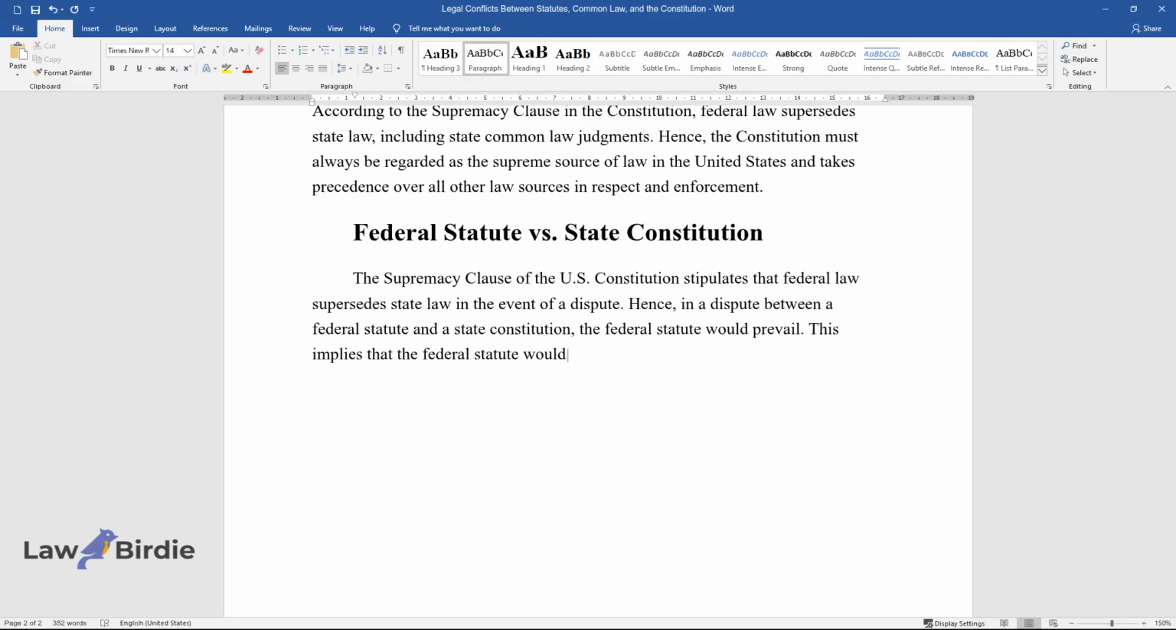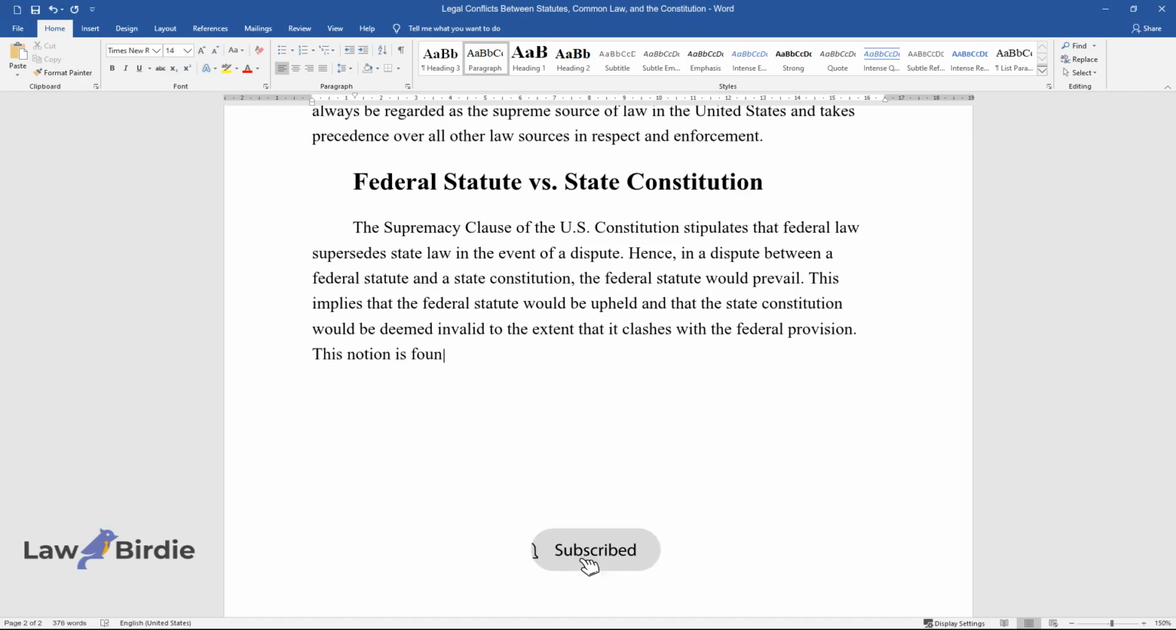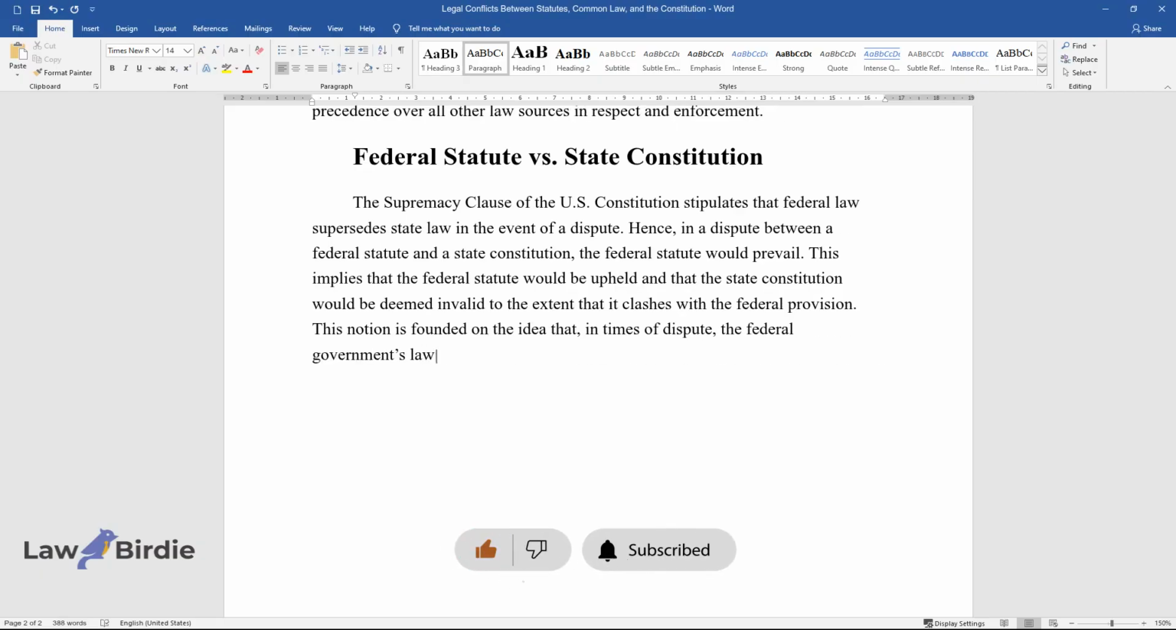This implies that the federal statute would be upheld and that the state constitution would be deemed invalid to the extent that it clashes with the federal provision. This notion is founded on the idea that, in times of dispute, the federal government's laws have precedence and that states must follow them.